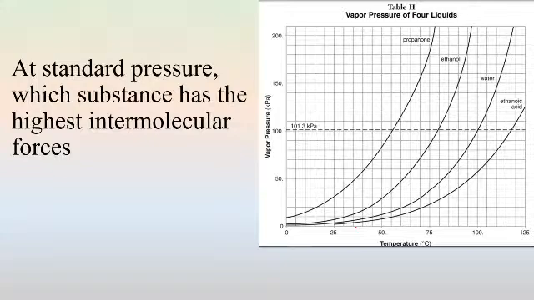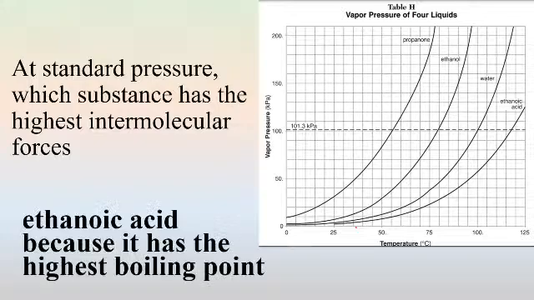At standard pressure, which substance has the highest intermolecular forces? Highest intermolecular forces means highest boiling point, because if it has strong intermolecular forces, it is going to hold those particles in tightly, okay? And it's going to make it harder for those molecules or particles to escape and become a gas. So, ethanoic acid, because it has the highest boiling point.